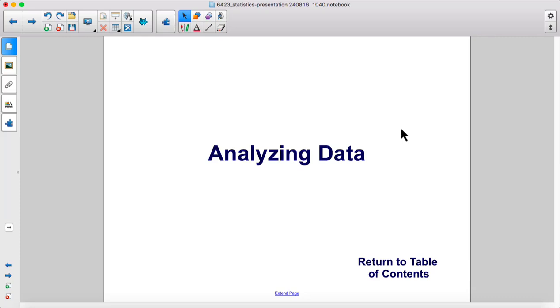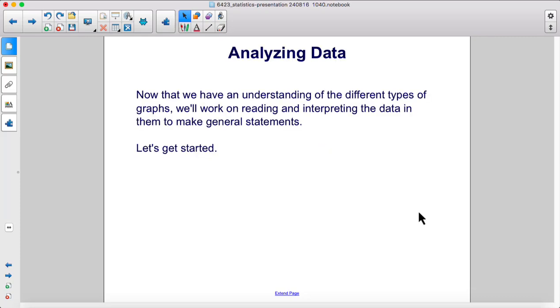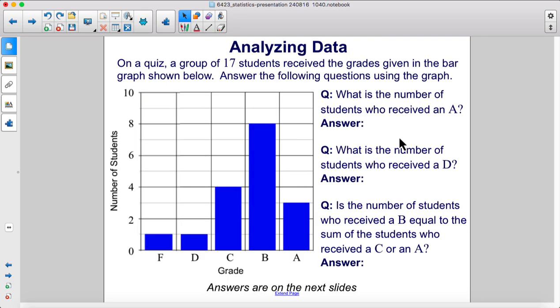Analyzing data. Now that we have an understanding of the different types of graphs, we'll work on reading and interpreting the data in them to make general statements. Let's get started. On a quiz, a group of 17 students received the grades given in the bar graph shown below. Answer the following questions using the graph.